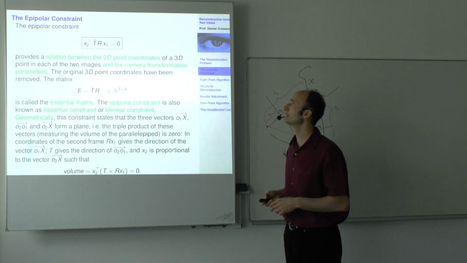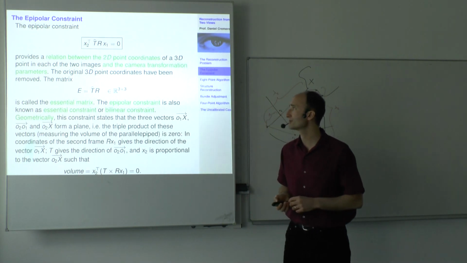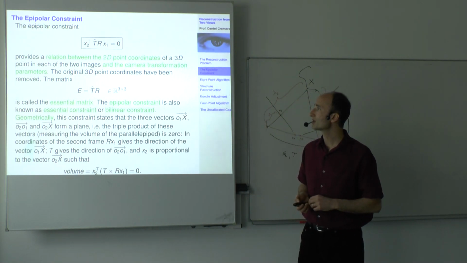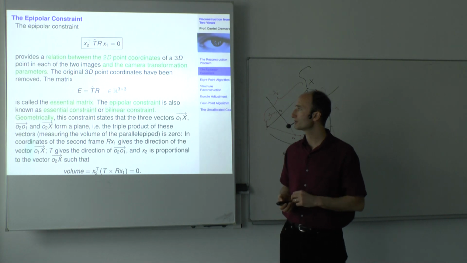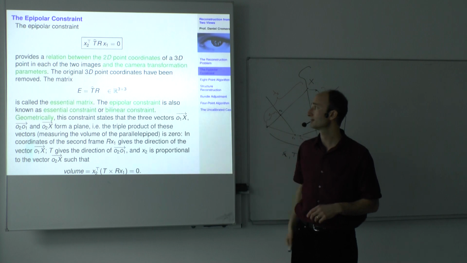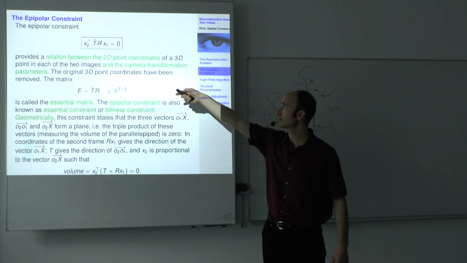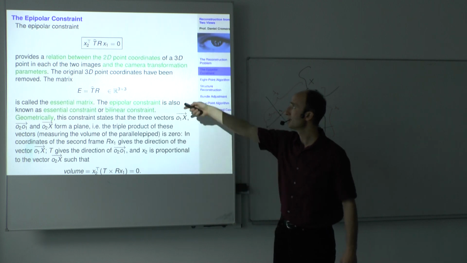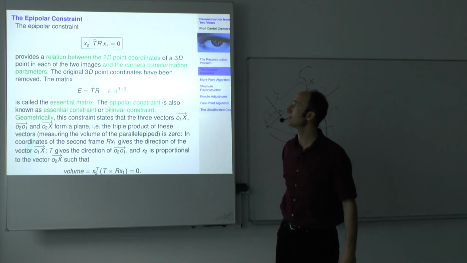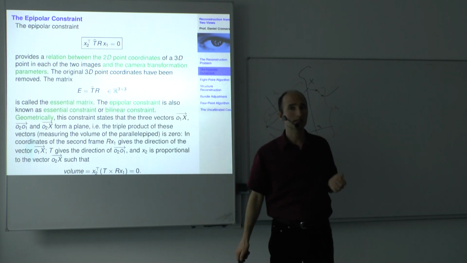Maybe a little more about this equation. It's an important equation. It's called the epipolar constraint. Sometimes it's also called the essential constraint or the bilinear constraint, because it's bilinear. And the matrix here, T hat R, that's a 3×3 matrix. R is a 3×3 matrix, T hat is a 3×3 matrix. So this whole thing is a 3×3 matrix. This matrix is called the essential matrix E.